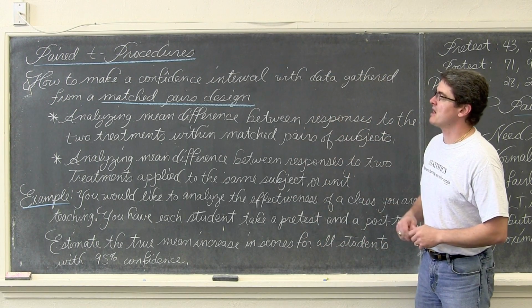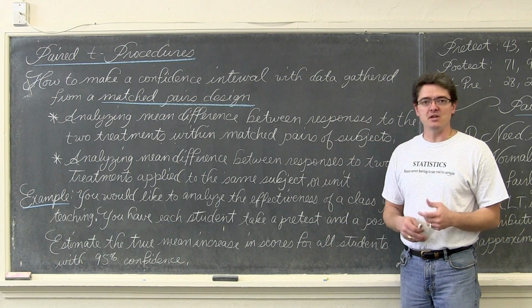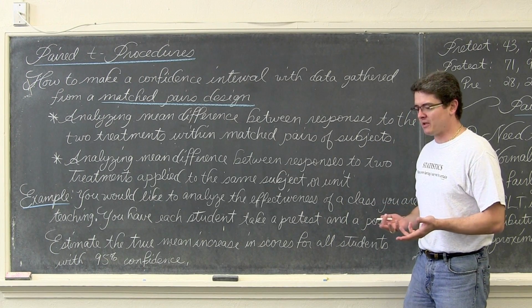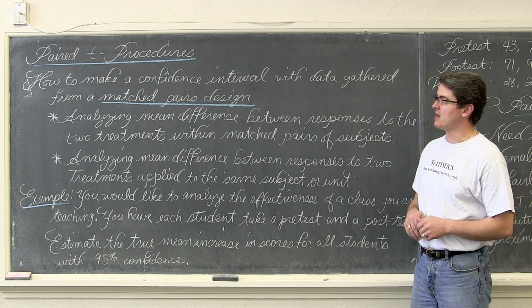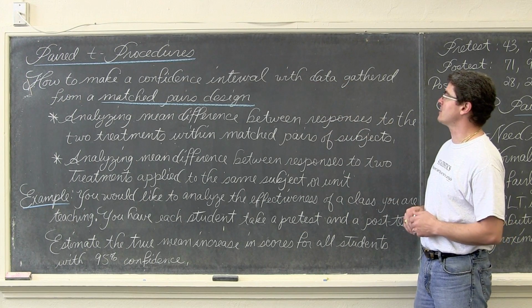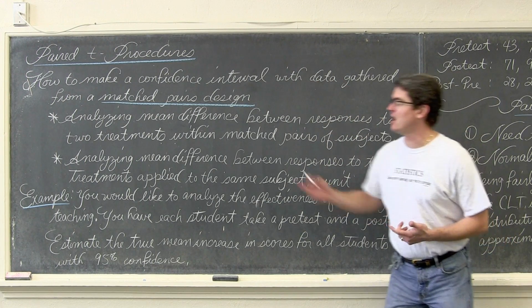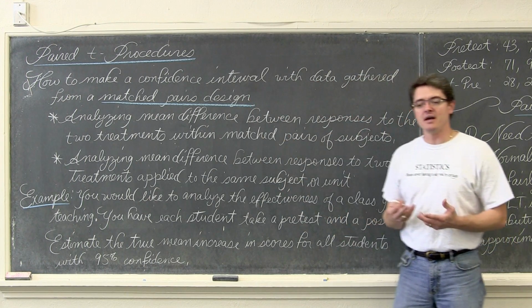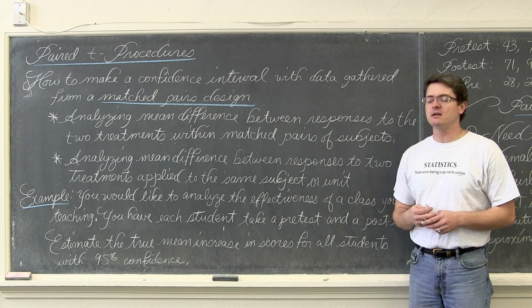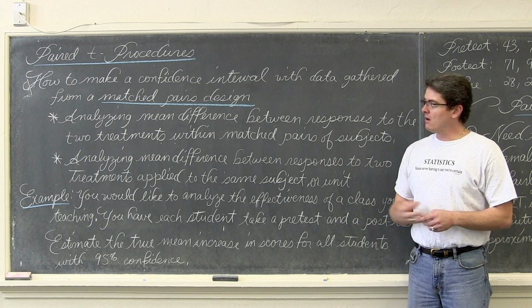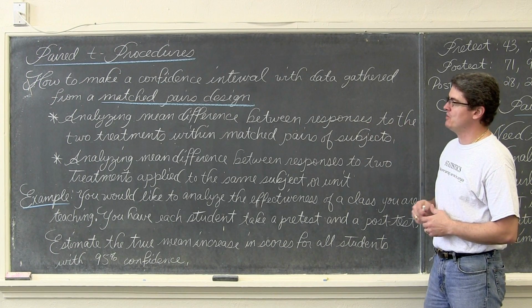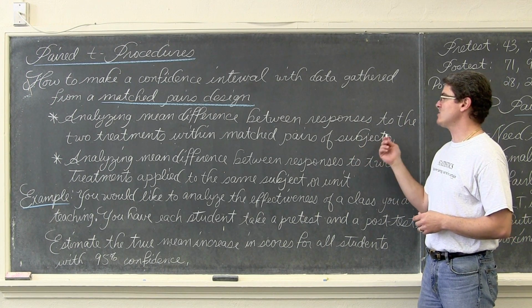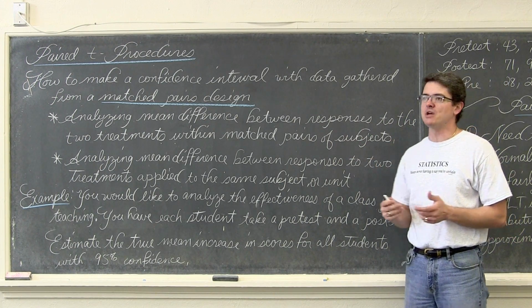And in this video, I'm going to talk about a paired t procedure. When we talked about experimental designs, one of those experimental designs was called a matched pairs design. And we're going to learn how to make confidence intervals with data gathered from that matched pairs design. Now in experiments, that would be, let me just read this: analyzing the mean difference between responses to the two treatments within a matched pair of subjects.